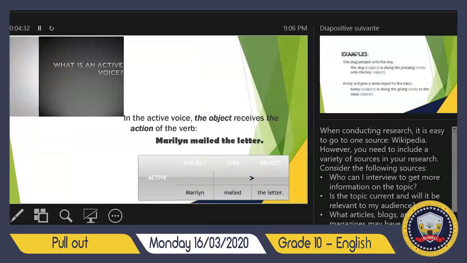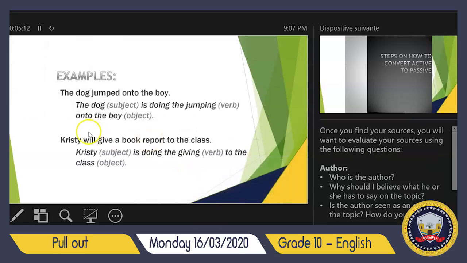Now, if I ask you what is an active voice, what would be your answer? Probably it will be this one. In the active voice, the object receives the action of the verb. Let's look at this example. Marilyn mailed the letter. Who is the subject? Marilyn. What is the action verb? Mail the letter. So in this sentence, the letter is the object and the object receives the action. Clear?